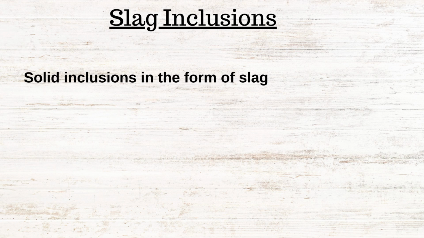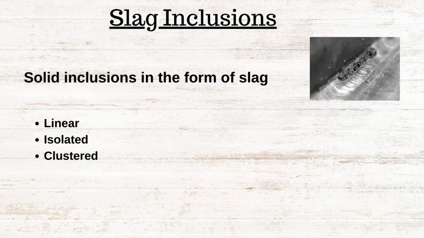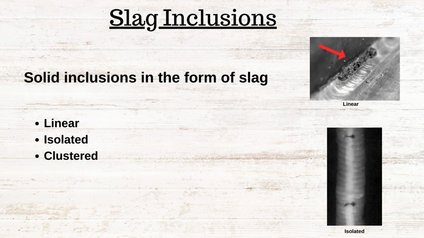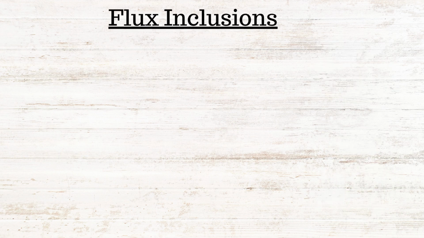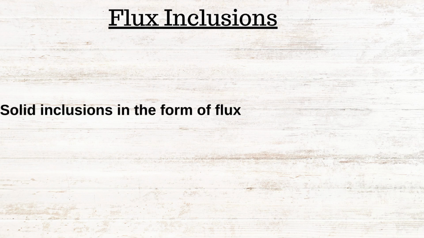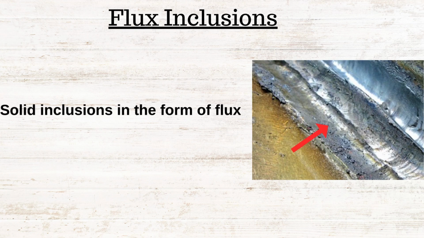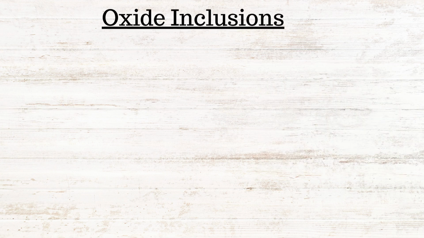So slag inclusion is a solid inclusion in the form of slag. It can be linear, isolated, or clustered. You can see in the first photograph a linear slag inclusion, and in the second one an isolated slag inclusion. Next is flux inclusion. That is also a solid inclusion, but in the form of flux. You can see in the photograph how the flux is embedded in the weld metal.